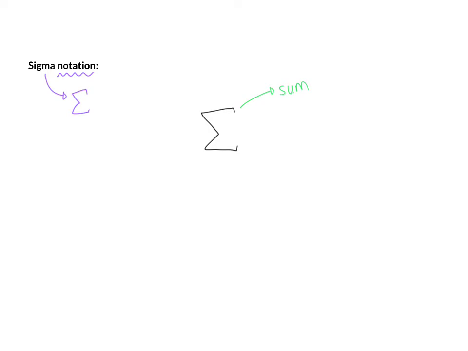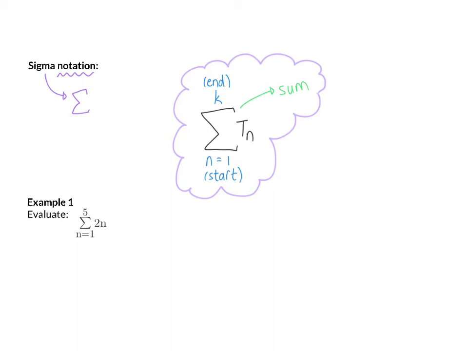Then the sequence will not be expanded, but will be written in terms of its general term, Tn, to the right of this sigma symbol. At the bottom, it will tell you exactly at what term value to start. And at the top, it will tell you up to which value to add up. Let's look at a simple example.